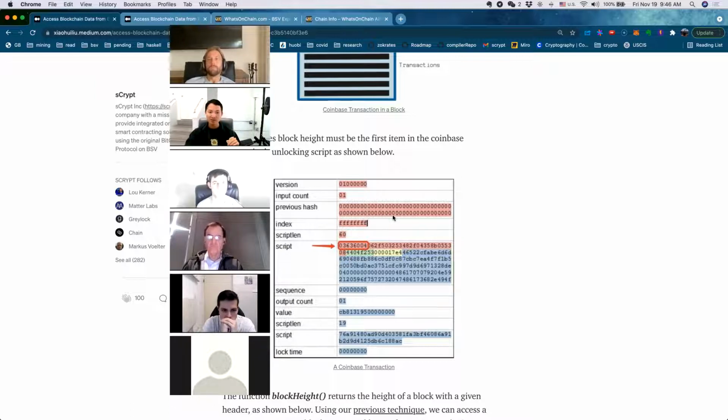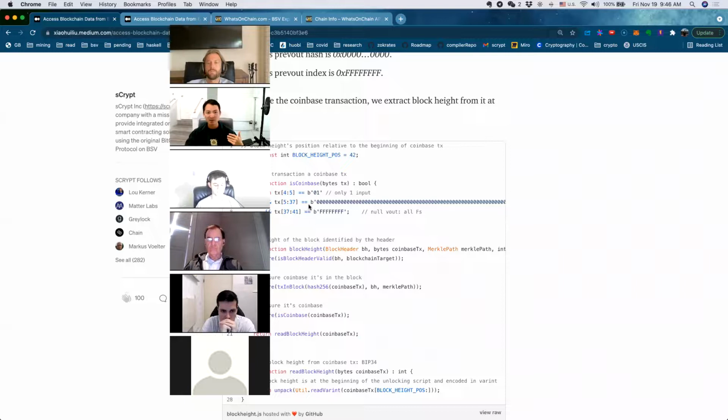How do you know it's Coinbase? You check a few fields, right? No other transaction can have this field, because if you put this in, you'll be rejected. It will not be in the block, because you are not spending from anything. So if you check this field, you make sure, for example, this is all 0 and the next field is all F, you know this is the Coinbase. So this is just one way.